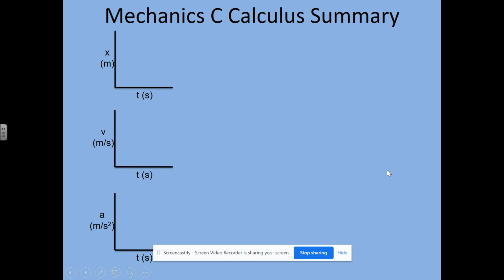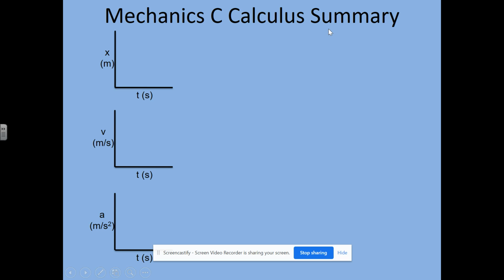Okay, today we're talking about the calculus for physics. And so, we have our typical position, velocity, acceleration graphs. And today we're going to talk about how we go from one to the other using calculus.